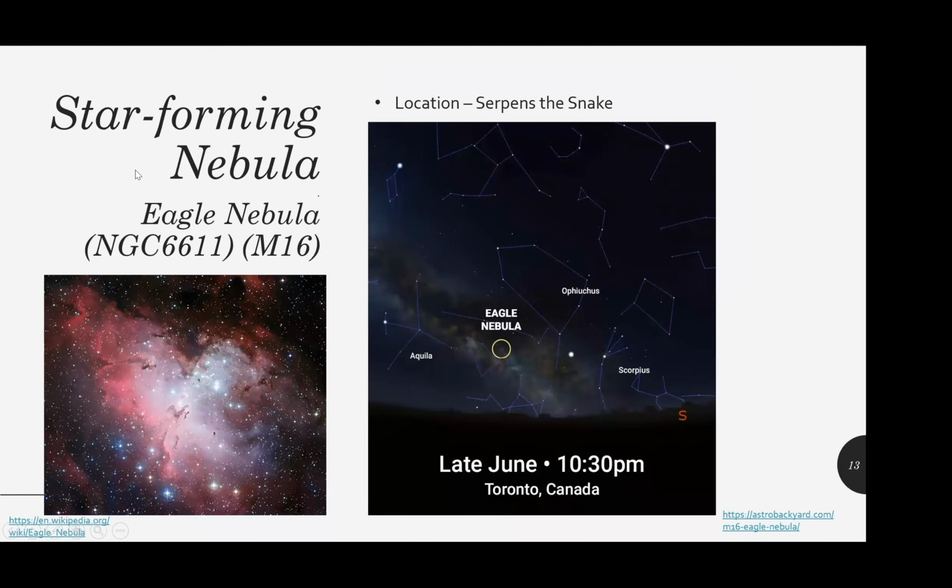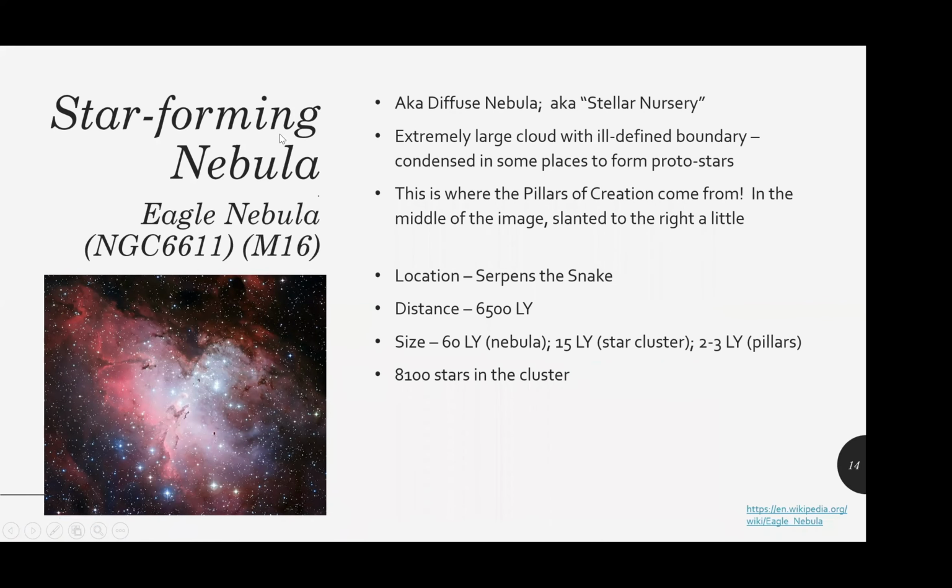So then the next potentially most interesting nebula classification is a star-forming region. An example of this is the Eagle Nebula, pictured here and located here in the sky, in the constellation Serpens the Snake. Other names for star-forming regions are diffuse nebulas and, very aptly named, stellar nurseries, because these nebulas are so big and very dense that parts of them collapse to form new stars.